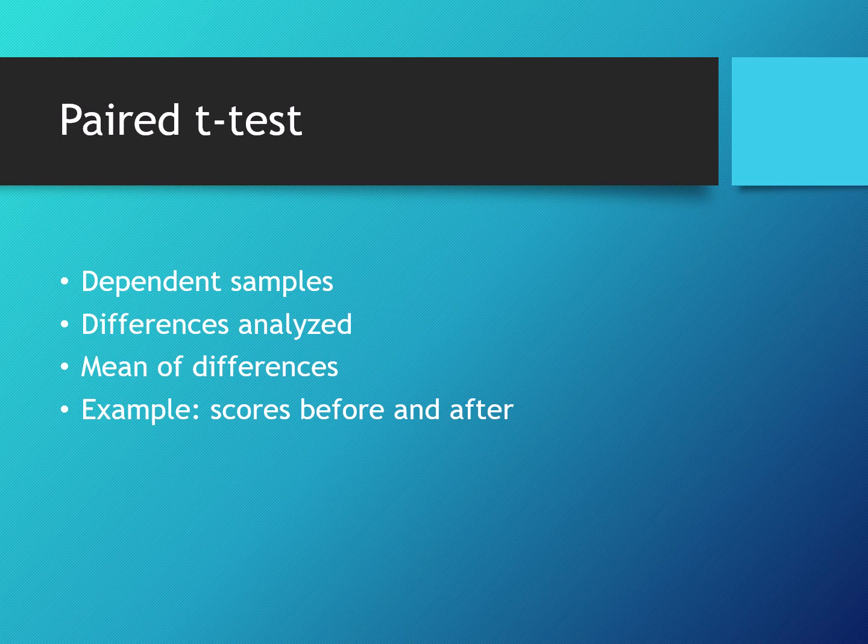Paired t-test. Dependent sample differences, analyze mean differences, and example. The paired test is used for dependent samples. First, we find the difference inside each pair. Then we analyze the average of these differences. This method is very powerful for before and after studies. For example, exam scores before and after the Excel lessons.